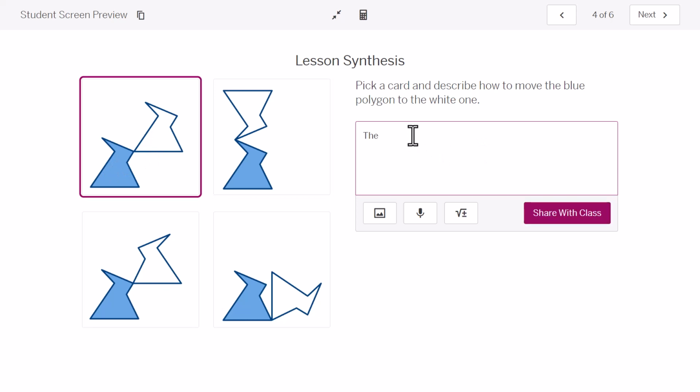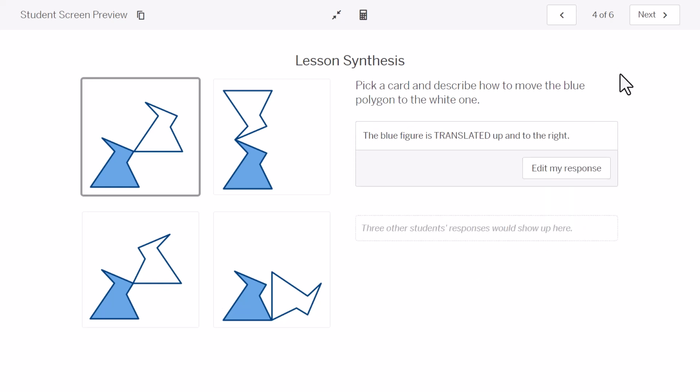So the blue figure is translated. I'm going to capitalize translated. That's one of the 3 words we're going to be focusing on. The blue figure is translated up and to the right. Ta-da.